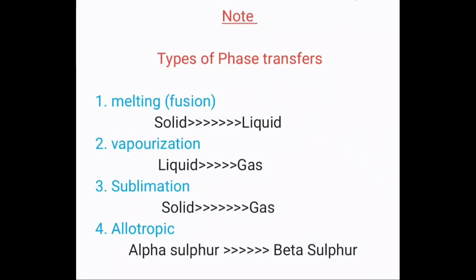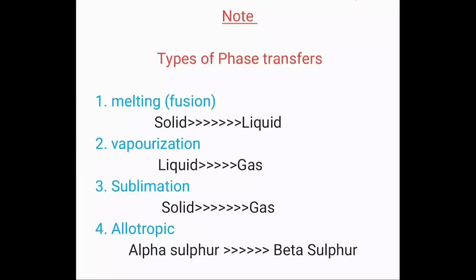Today we will learn about the types of phase transfers and entropy change during a phase transfer. First of all I explain types of phase transfer, then I explain entropy change during phase transfer. So now we explain types of phase transfer.